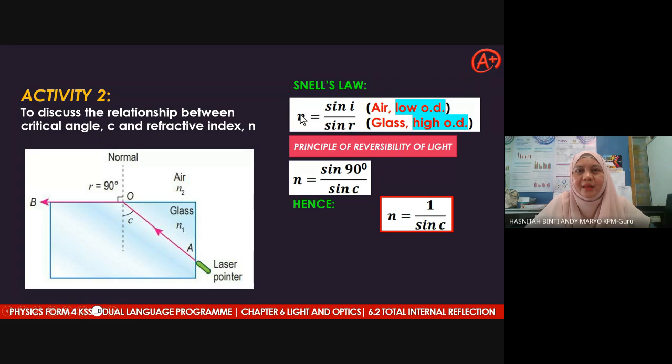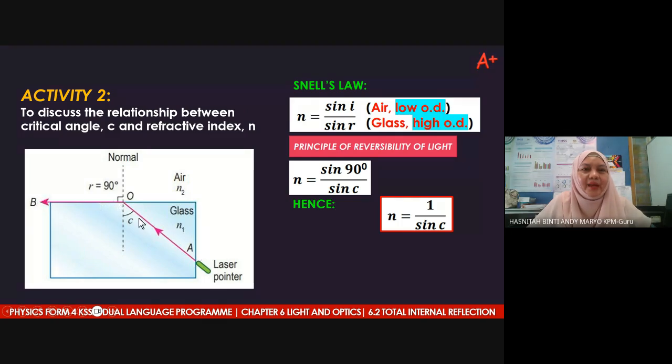As I mentioned just now, n equals sine I divided by sine R. We started with the second formula for Snell's law, where I is always in the low optical density medium and R must always be in the high optical density medium. Here, if you look at this diagram, we apply a laser pointer at this angle, so the light travels from glass into air. Now here I is equal to C, that's why R is 90 degrees.